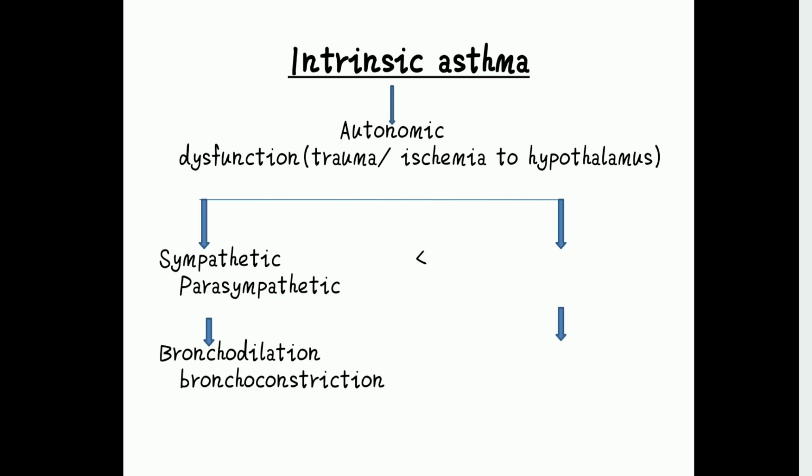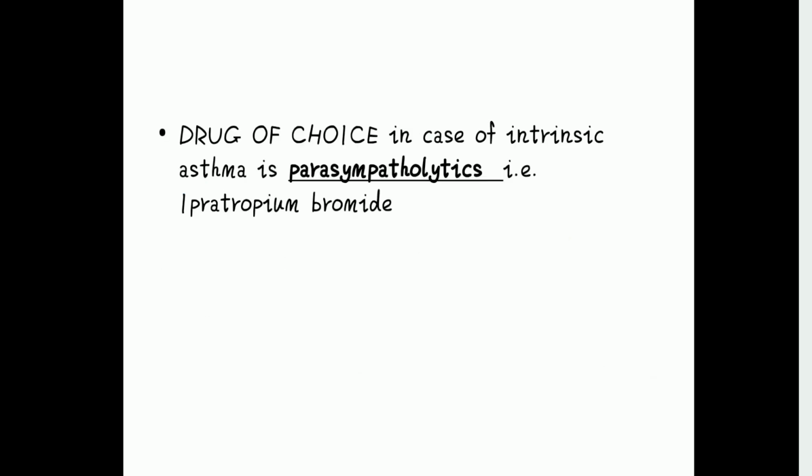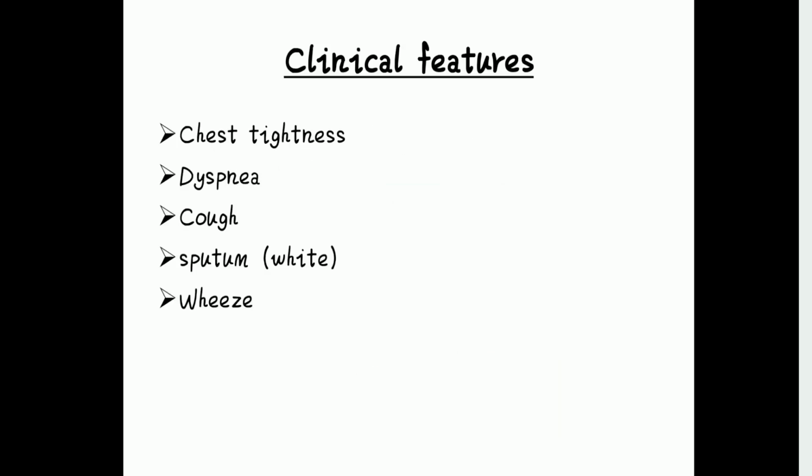Intrinsic asthma, as I told you, is due to autonomic dysfunction, that is due to trauma, ischemia, or some kind of injury to the hypothalamus, and in return there is parasympathetic overdrive, and it causes bronchoconstriction. The drug of choice in intrinsic asthma is parasympatholytics, because there is parasympathetic overdrive. So the drug must be parasympatholytic, and that is ipratropium bromide.